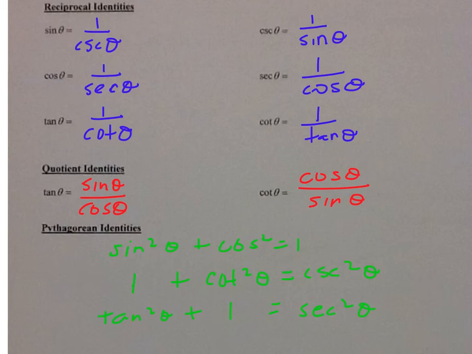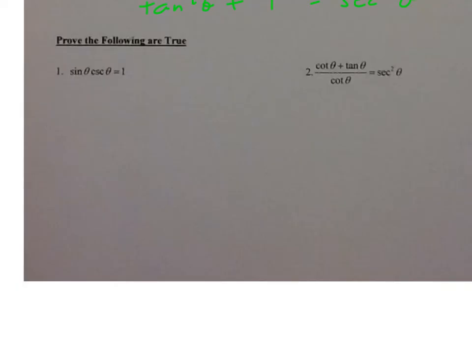Okay, so now let's do some proofs. Okay, so look at number 1. I have here sine theta times cosecant theta equals 1. Now, when you do a proof, what you want to do is show one side is equal to the other side. So don't do anything to one side. You're only going to work with one side. So I'm going to work with the left side. And what I want to do is work down so I get 1 equals 1. So you want to work with one side, not the other side.